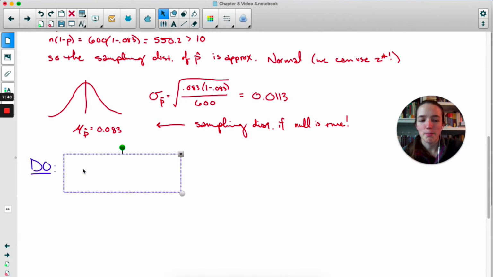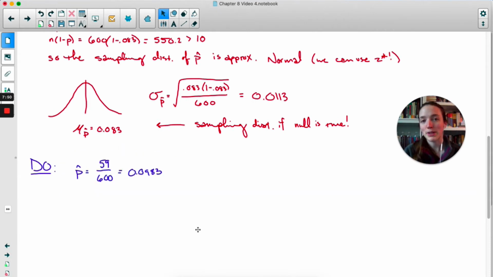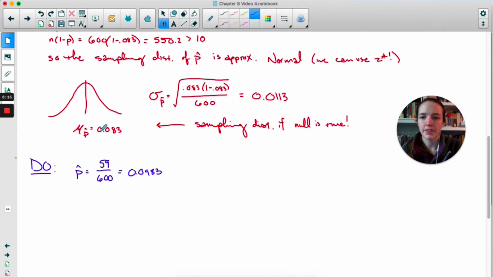So first things first, we need to figure out what p hat is. 59 out of 600 fans chose the last contestant. That's 0.0983. So that's our p hat. Before we go on, we can just mark where that is on the diagram. A little bit above the mean. The question is, how far above?